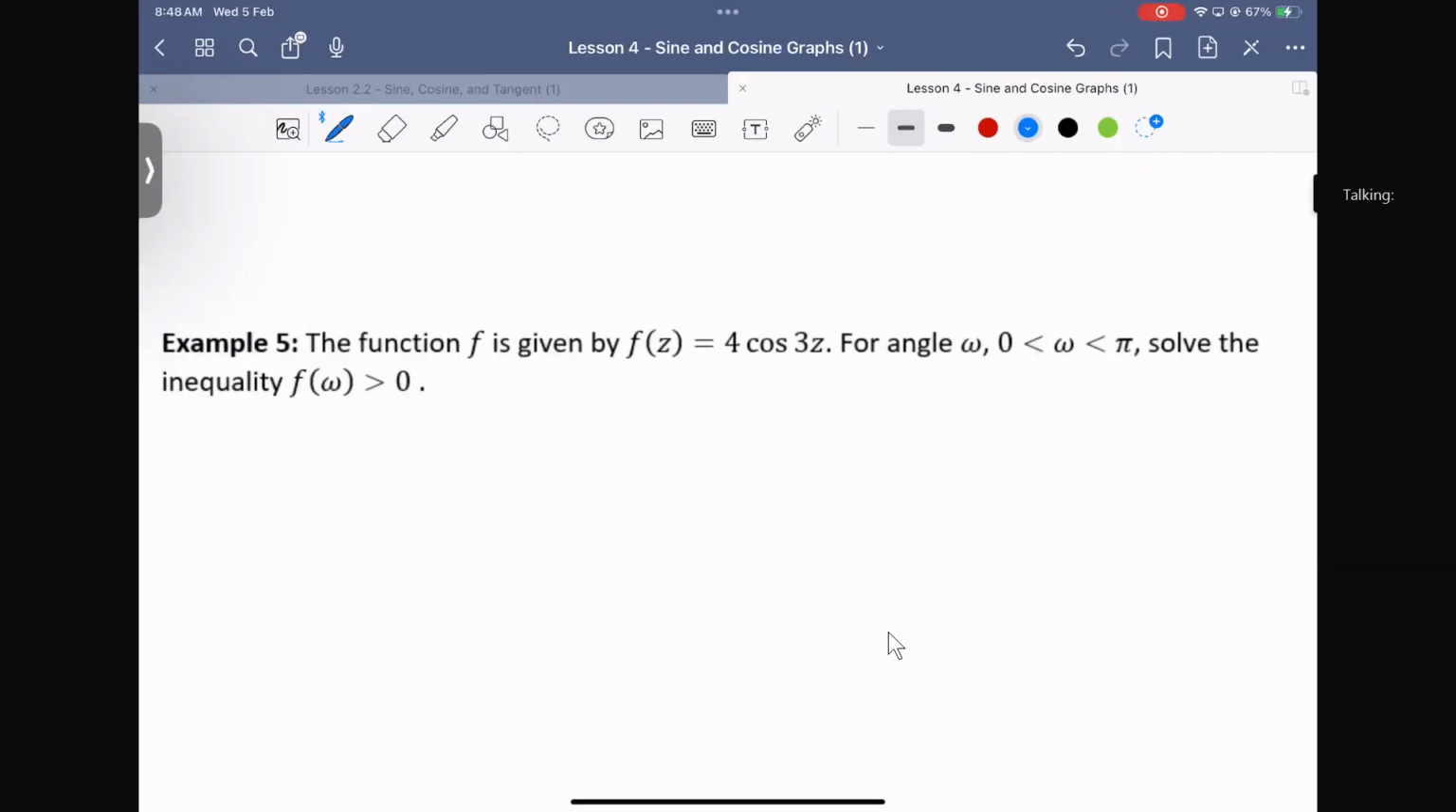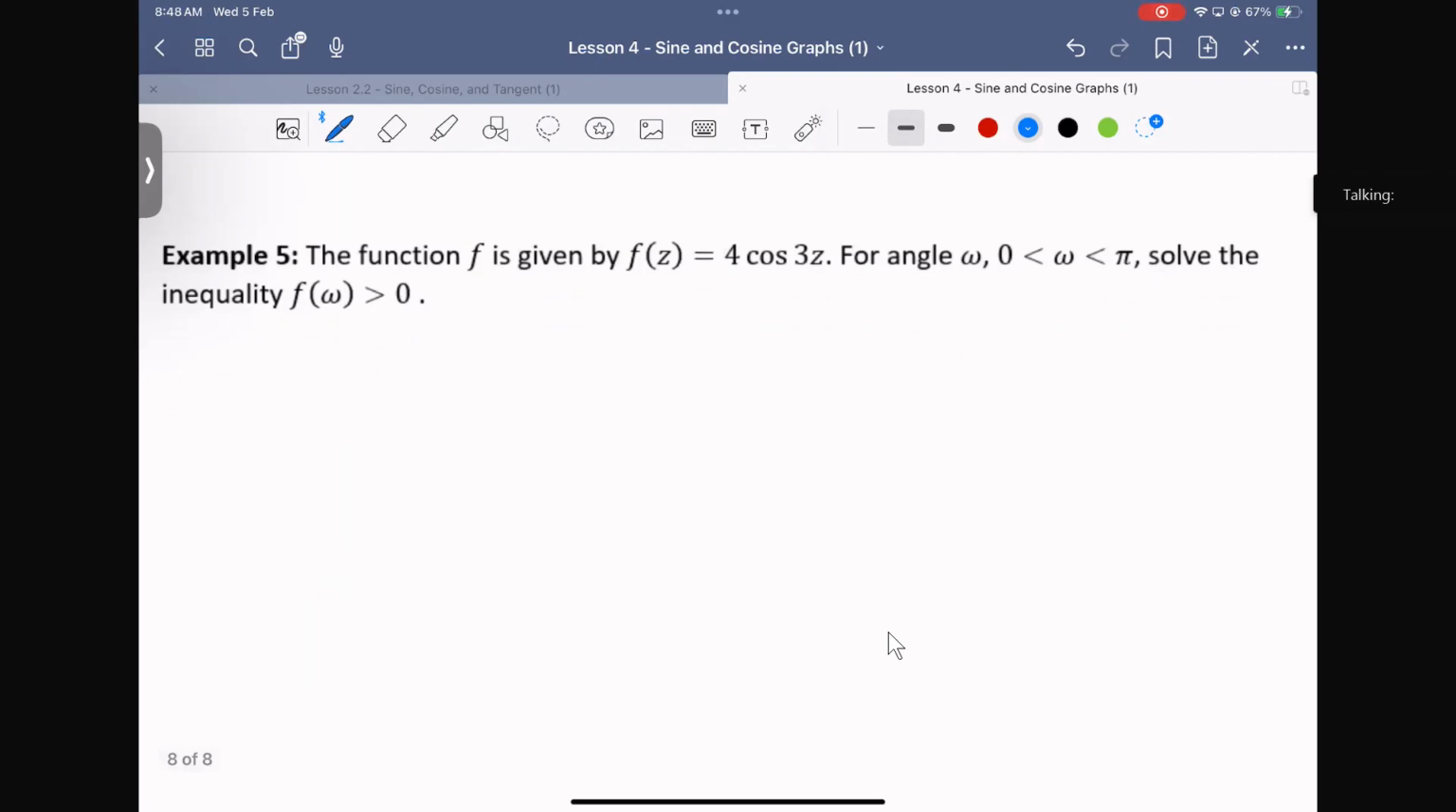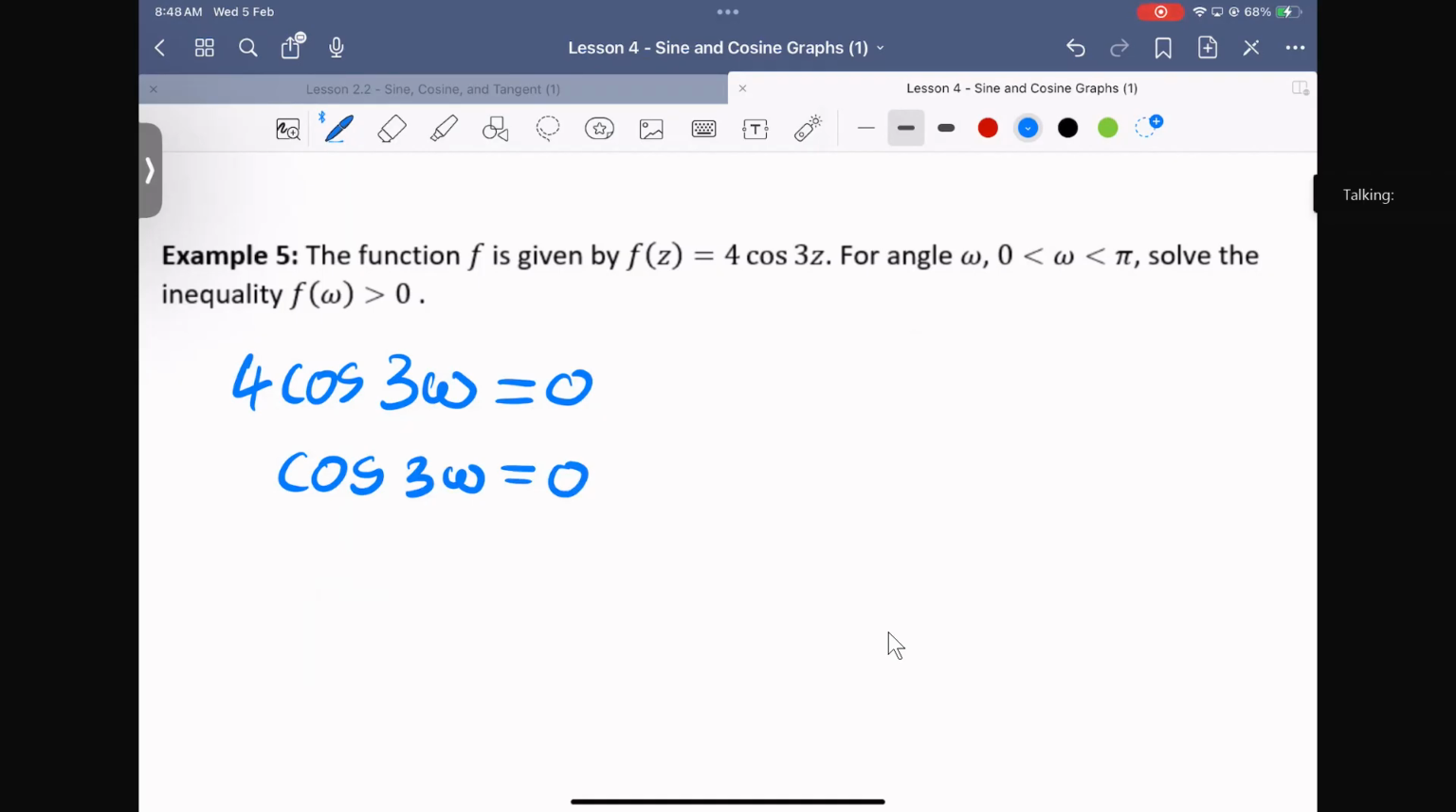All right, so what we need to do here is solve this equation. We are going to take the equation that we've got here, 4 cosine 3 omega. If we're going to find f of omega, we're going to start by finding where it is equal to 0. I can simplify this by dividing through by the 4. That has no effect, and I get this.